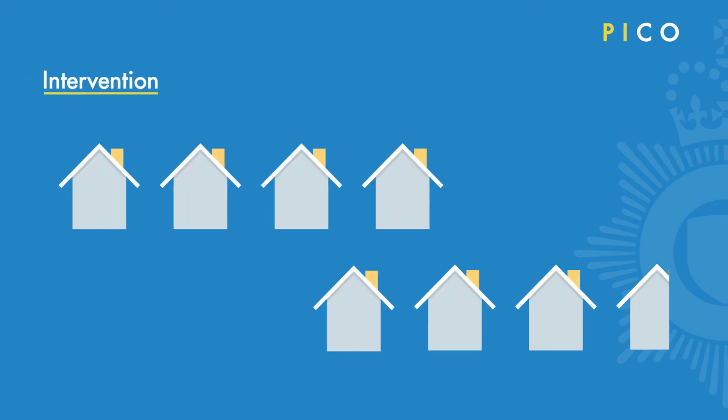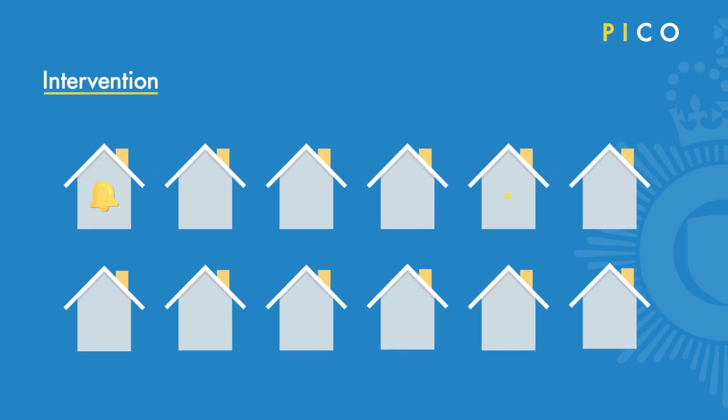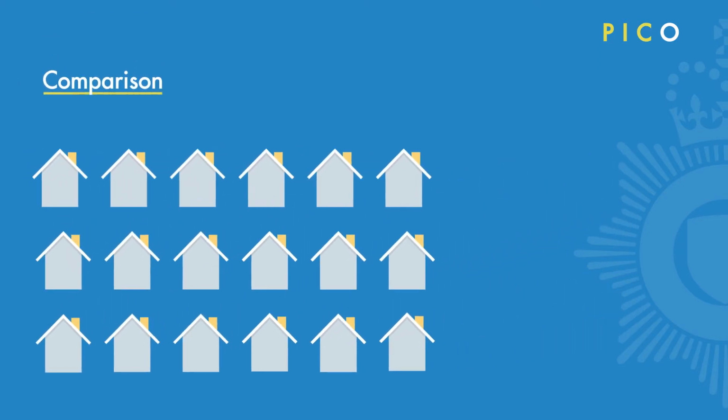Let's look at the intervention. You could intervene by supplying burglar alarms to households, or you could look at the effect of households that already have burglar alarms. Next up, let's consider the comparison.